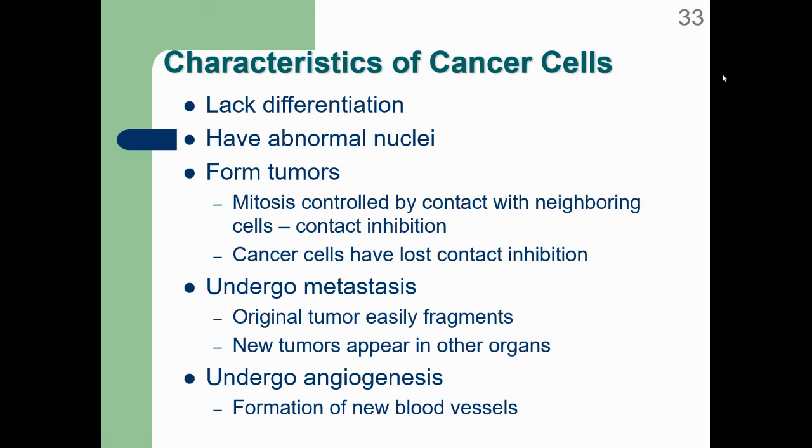Typically, mitosis can also be controlled by contact with neighboring cells. This is called contact inhibition. I have the right density of cells. We're touching at the right pressure. We're done. We're not going to divide anymore. Cancer cells don't have contact inhibition, so it doesn't matter how tightly they're pressed up against their neighbors. They're going to keep making copies. They can undergo metastasis, fragment off, and spread.